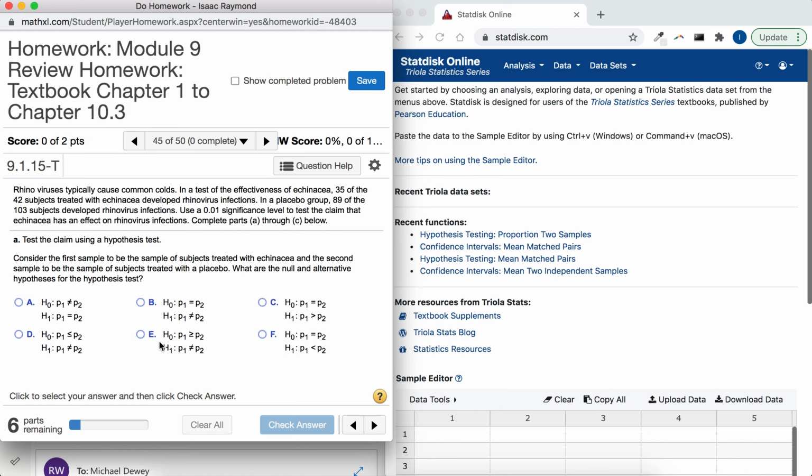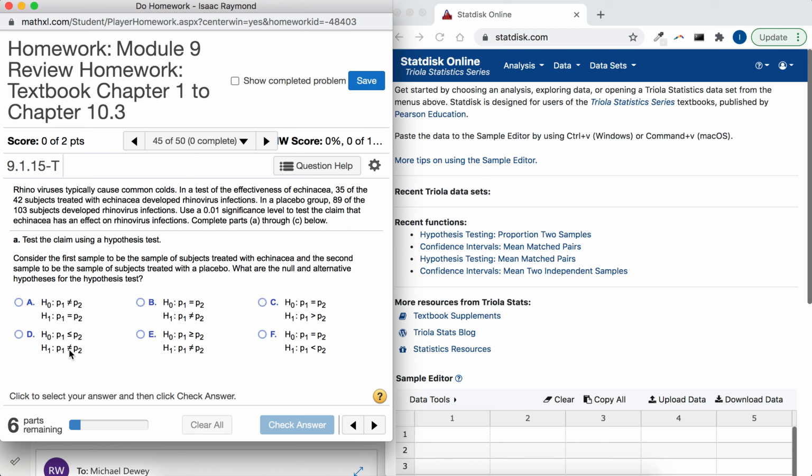We can see by the multiple choice options that this is a hypothesis test for two proportions. We've got two samples, and there are proportions that we're trying to see if there's any significant difference. If we look at the second to last sentence here, we test the claim that this has an effect on rhinovirus. It says "has an effect," so it's not telling us whether it's making the proportion greater or less than. So that's pointing us to an alternative hypothesis where it says does not equal to.